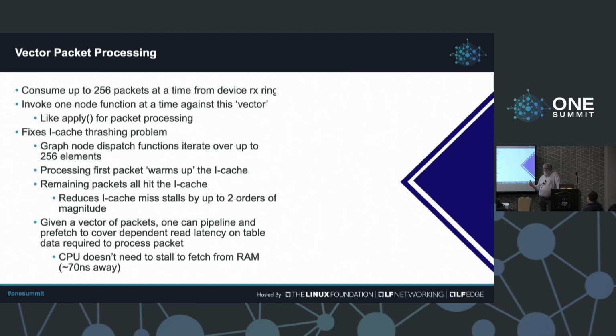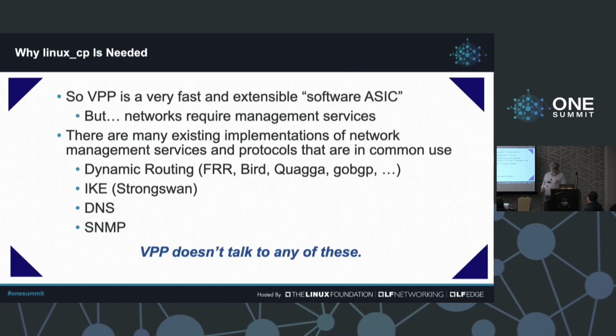If memory is 70 nanoseconds away, you're lost. You can't even do 10 gig at line rate. So VPP is this very fast software ASIC, right? If you don't like the way it works, you can change it. Try that with an ASIC. Go to your vendor and say, hey, look, we really want to do NAT a little differently.